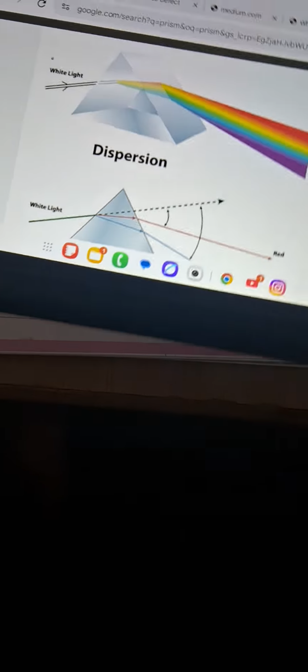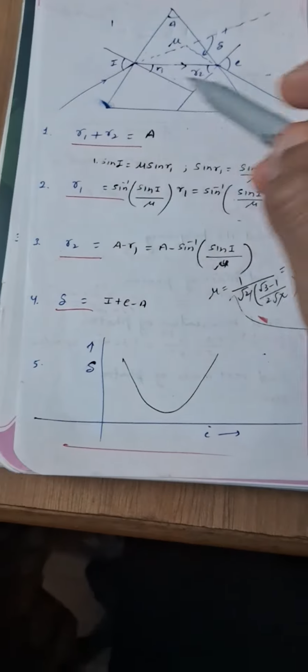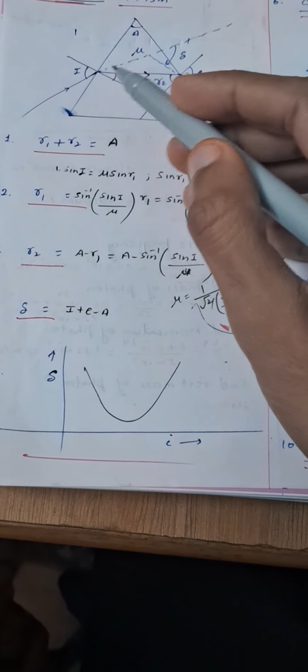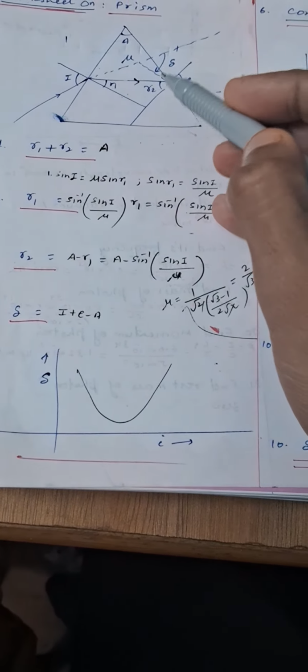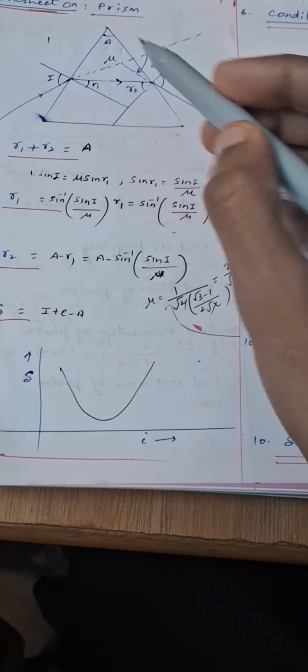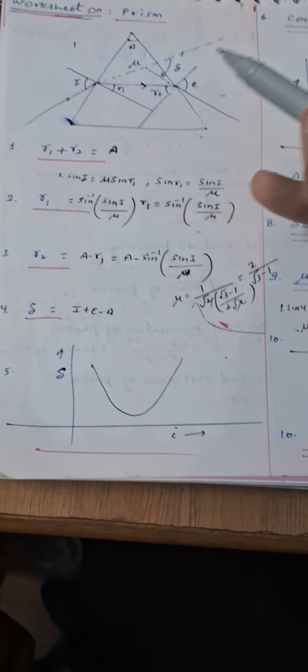So let's discuss the worksheet. So here is the worksheet on prism. And this is the prism. Light is incident at an angle I. It gets refracted at R1 and then finally R2, and prism angle is A and it emerges through E.